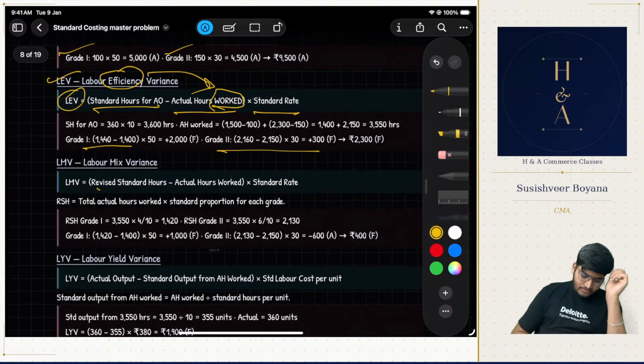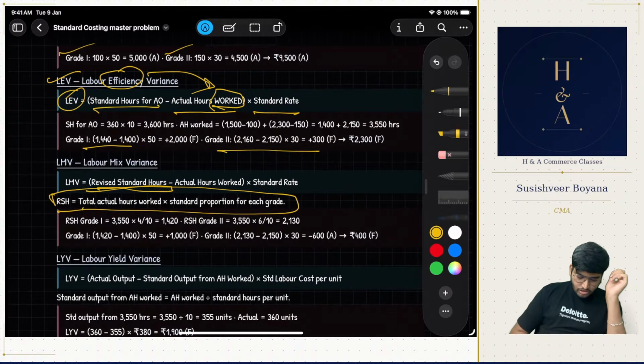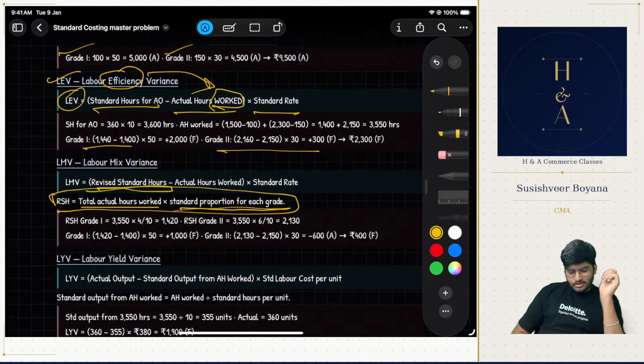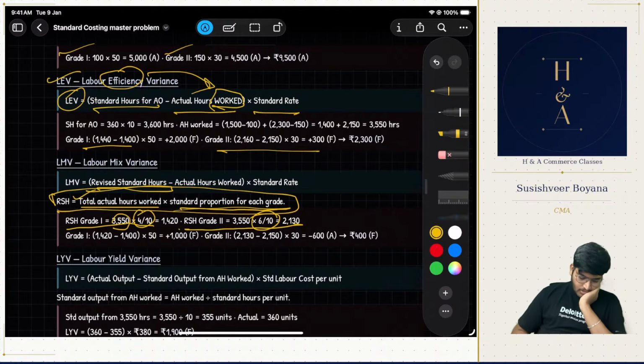Labor mix variance, revised standard hours. Okay, sir, what is revised standard hours? Similar to RSQ, total actual hours worked into standard proportion for each grade. Ideally, total hours they worked, great. But what is the proportion for each grade is what they should also understand, because it has to be split. So RSH for grade 1 is 4 by 10th, and RSH for grade 2 is 6 by 10th. Total hours worked is given. Then grade 1 and grade 2.